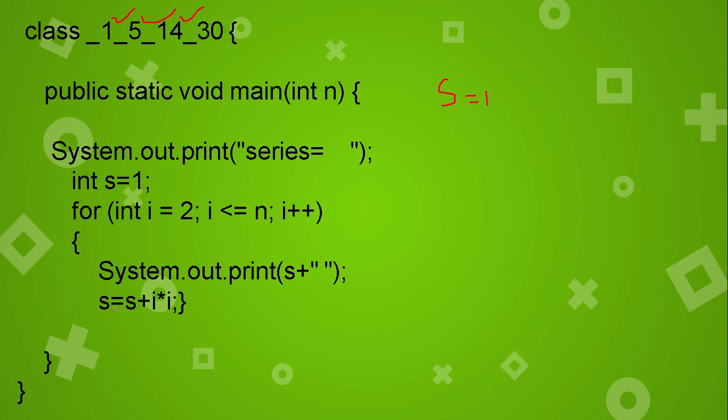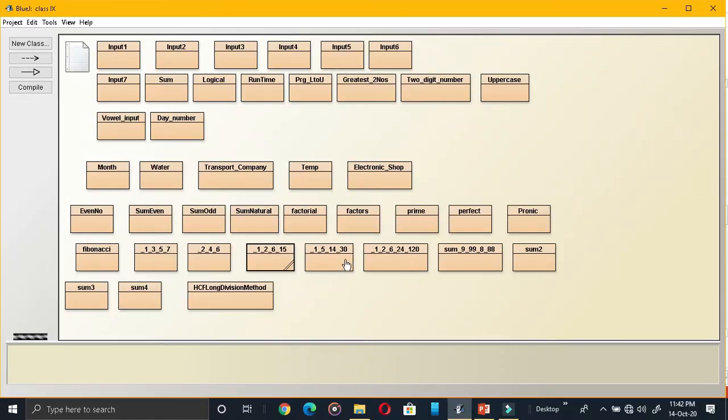Next, this logic. S is equal to S plus I into I. The present value of I is 4. I into I means 16 plus S. S is 14. So 16 plus 14, 30. I plus plus. Condition is true. System.out.print S. S means what will be printed? 30. After that, this will be calculated, but the condition becomes false. So it won't print. This was the program.